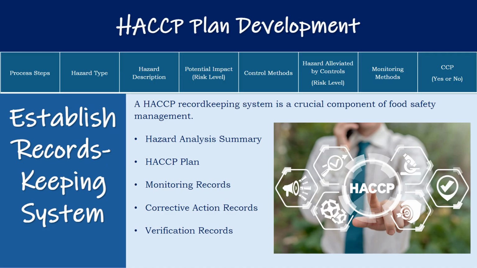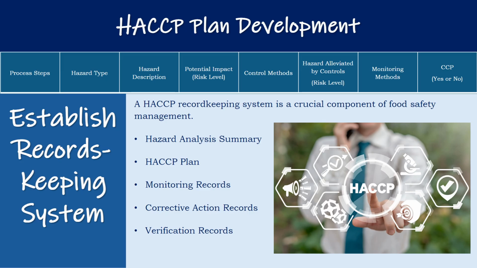Key elements of a HACCP record-keeping system include the hazard analysis summary, which is a record of the hazards identified, the rationale for their selection, and the control measures implemented. The HACCP plan, a detailed document outlining the specific steps for controlling hazards at CCPs, including critical limits, monitoring procedures, corrective actions, and verification procedures. Monitoring records: documentation of the actual measurements or observations at CCPs, including date, time, product identification, measured values, equipment identification, and operator signature.